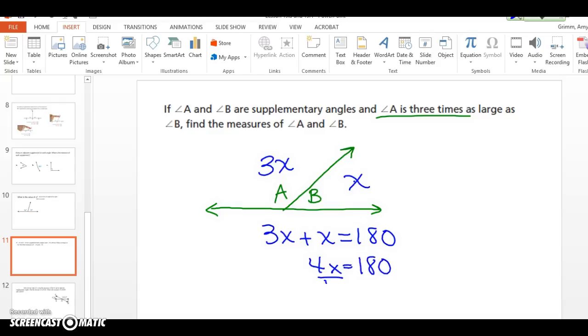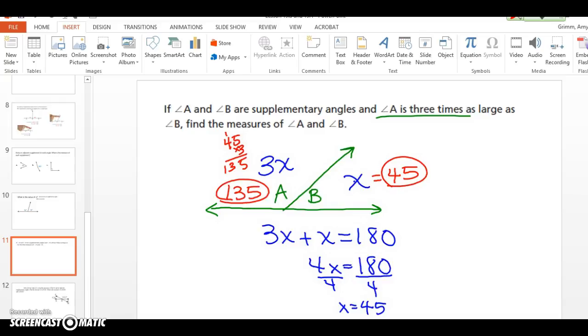And then we divide both sides by 4. How much does that give me? 45. Okay, and then if we go back and find the measures of the angles, that means that this x is 45, and this one's going to be 45 times 3, so 135, so this side is 135, and 135 plus 45 is 180.